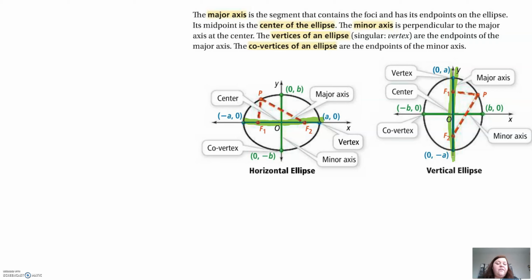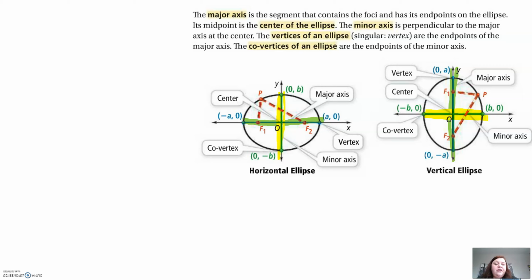So the major axis is the furthest away, or that longest length across our ellipse. Then we have a minor axis, and as you probably are already thinking, the minor axis is that shorter length. So on the horizontal, it goes up and down, and on the vertical one, it goes left and right. Okay. Now at the end of those axes are either vertices or co-vertices. And remember, singular is vertex. Well, on these we have multiple vertices. So the vertices are the ends of the major axis, and the co-vertices are the ends of the minor axis.